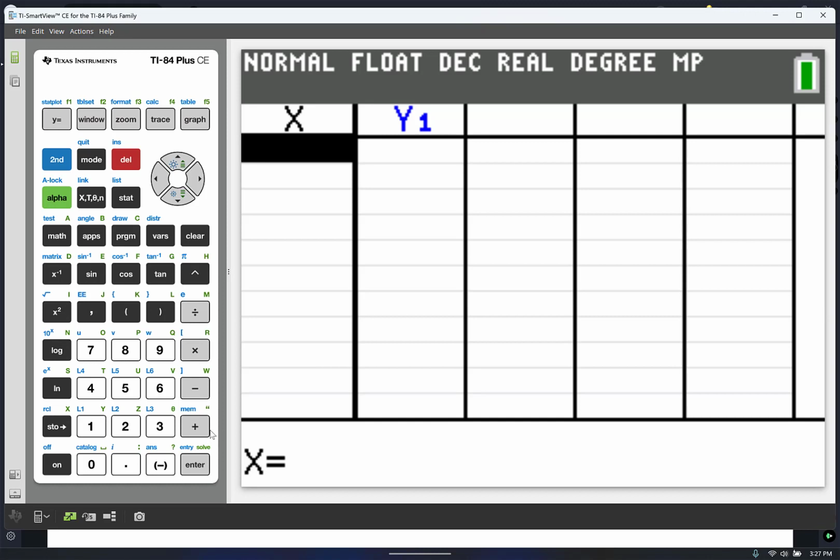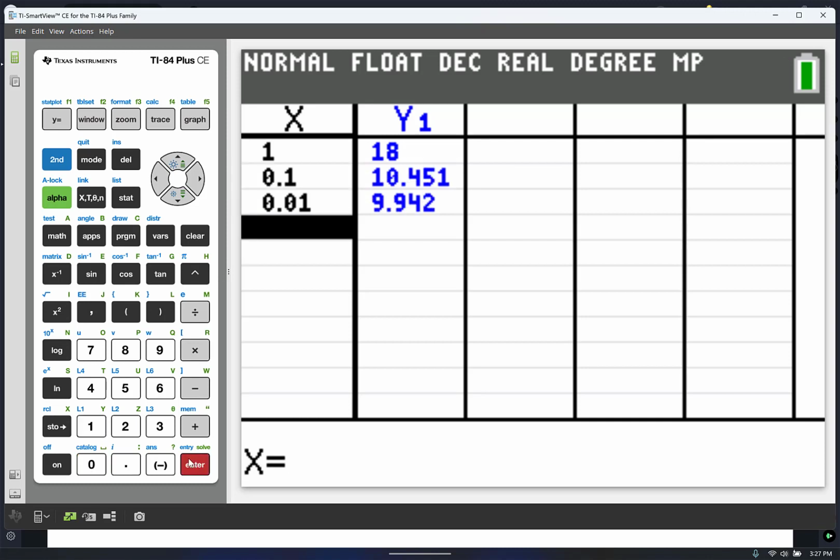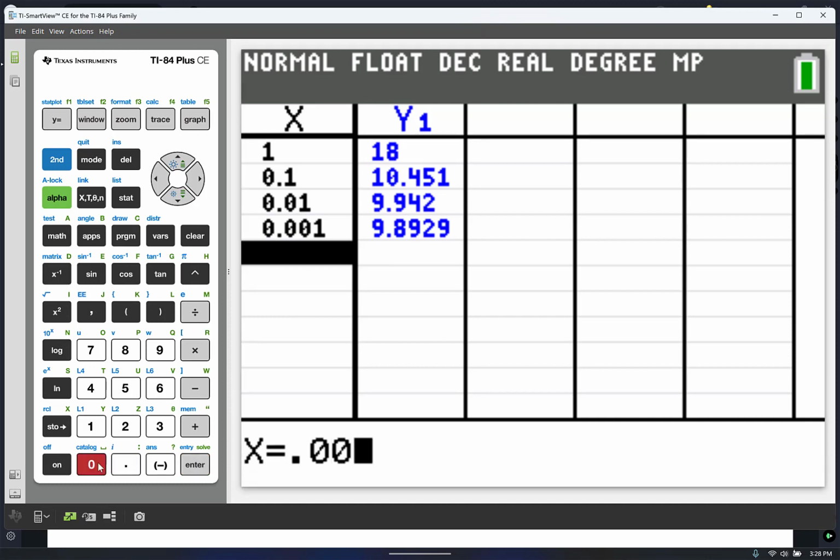Cool or not cool? I'm making the X. Remember, X is like H. I'm making that approach 0. So I'm going to start with 1. Then I'm going to start with 0.1. Then I'm going to go with 0.01. And I'm looking to see if I'm approaching a specific number. 0.001 is still changing too fast for me. Okay, now it's getting where it's not changing as much. 0.0001.